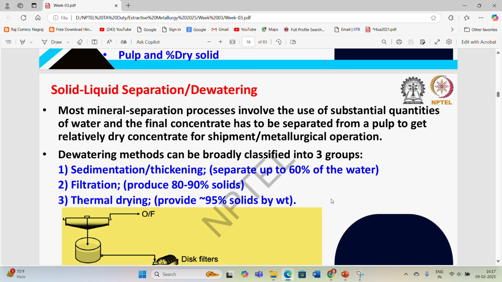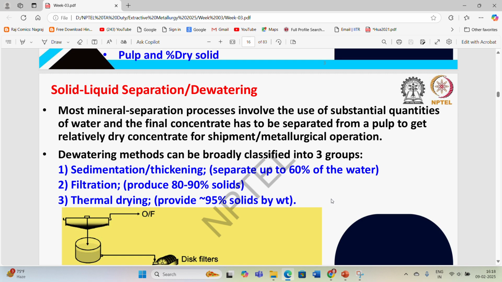So according to these dewatering processes, if we have 50 or 60% water in the pulp, we cannot directly go for the thermal drying processes. We have to go step by step. Like first we will go for the sedimentation or thickening process, then we will go for the filtration process, or we can directly go to the filtration process.